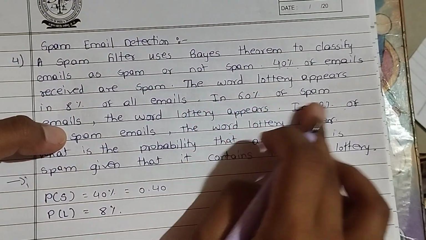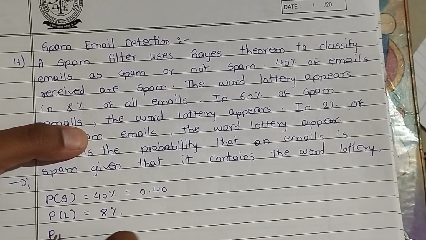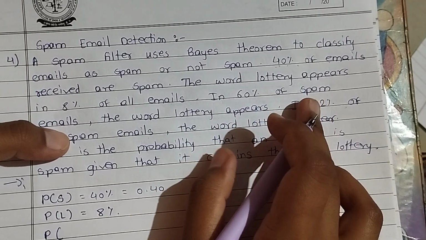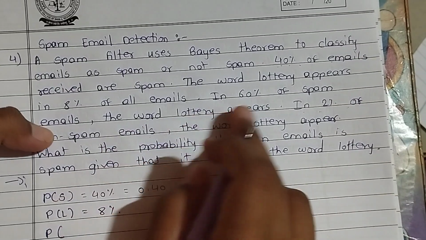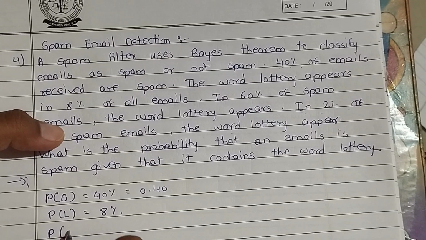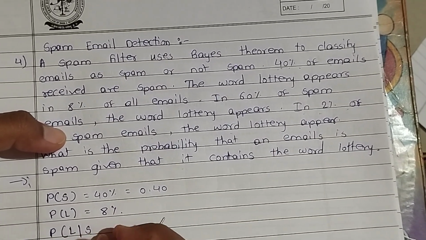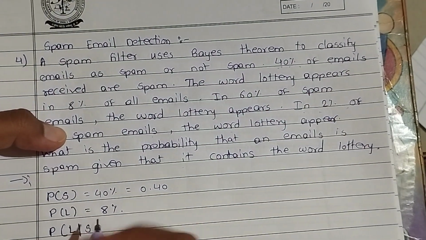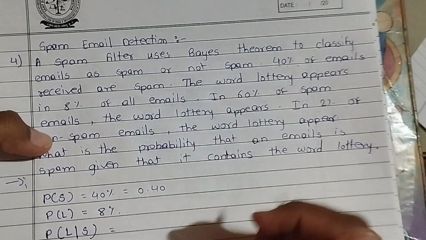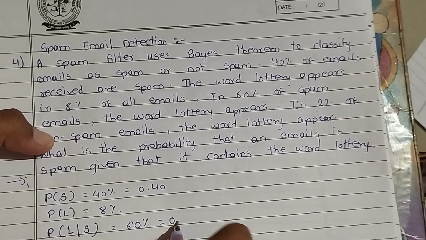Now in 60% of the spam emails the word lottery appears. So what is given here? The email is spam, and the word lottery appears. So the probability of L given S, because it is already mentioned that the email is spam, is 60%, that is 0.6.